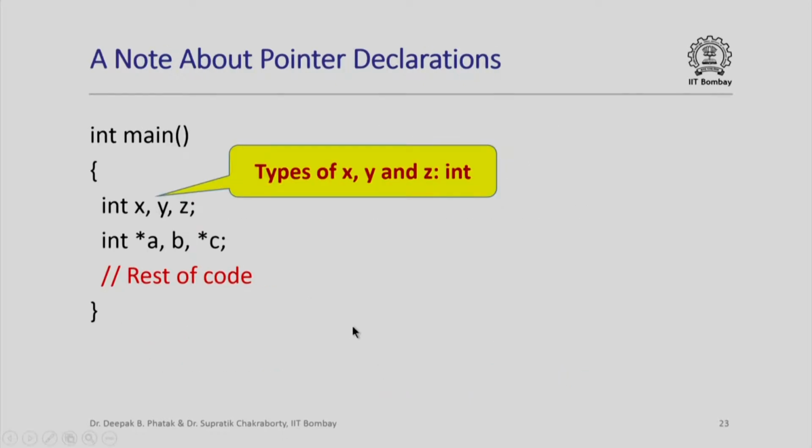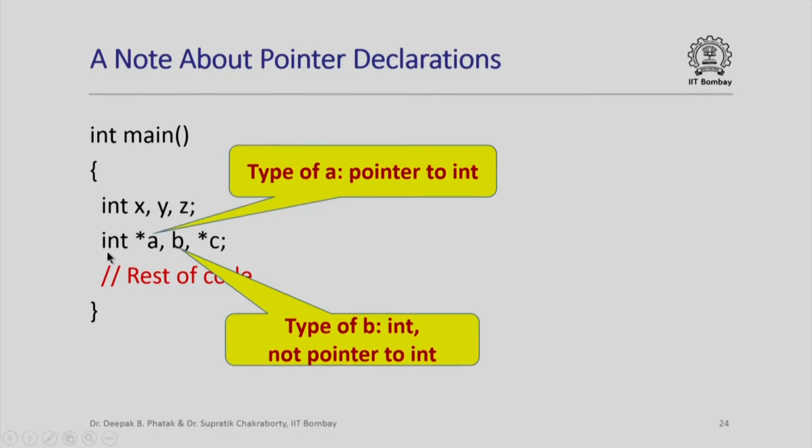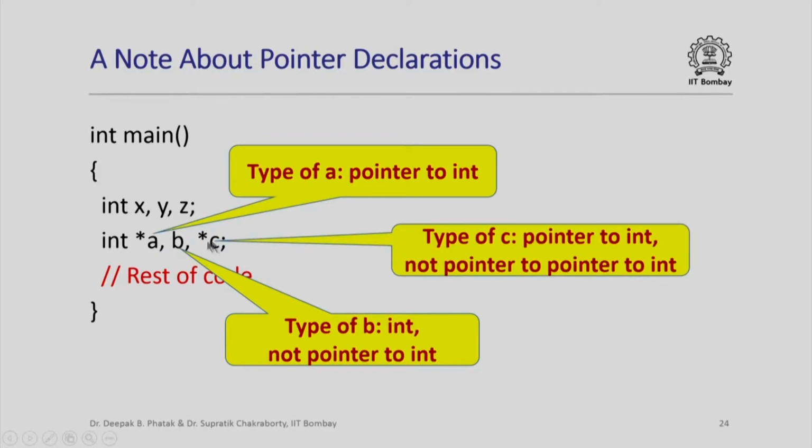Now, before we end, here is a brief note about pointer declarations. If you look at a simple C++ program, a declaration like this assigns the data type int to all of x, y and z. However, if you have a declaration like this, it is not that A has the type int star and B also has the type int star and C has the type int star star. Here the way C++ works is that A has the type int star, so it is a pointer to an int. B, however, just has the type int. C has the type int star and not int star star. It is not a pointer to an integer. So, you should remember this when you are declaring your pointer variables.